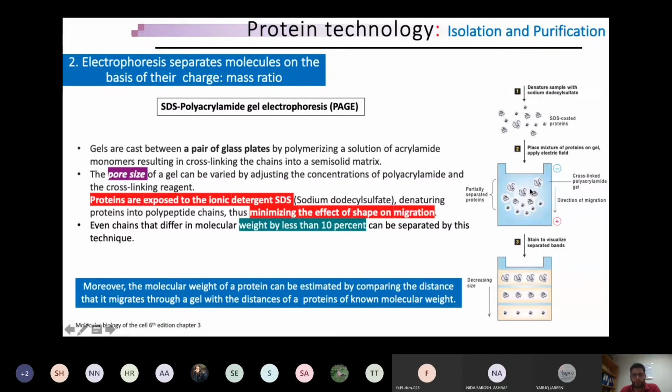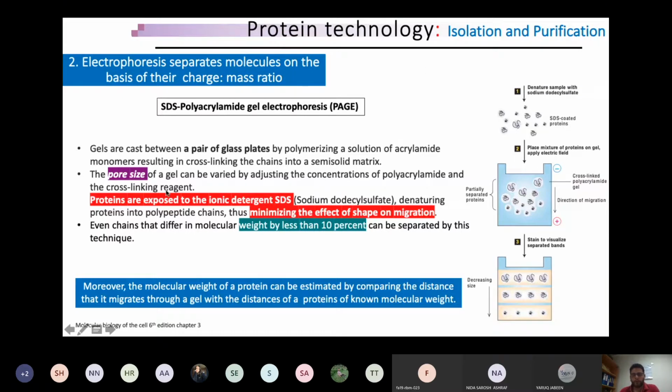We have seen that SDS-PAGE, which is polyacrylamide gel electrophoresis, could be used, and the pore size of this gel matrix is important because it decides what size of protein you are going to separate from other proteins. We have seen that it is inversely proportional to the percentage of polyacrylamide or whatever the matrix is. Everything is based on this.